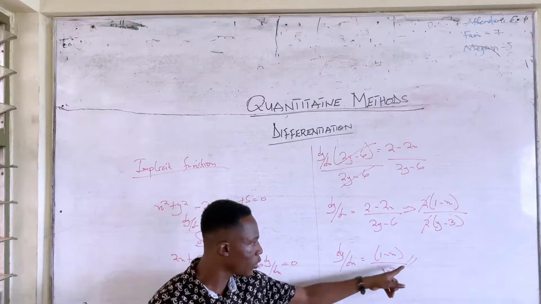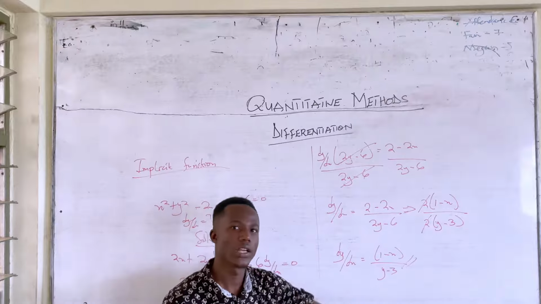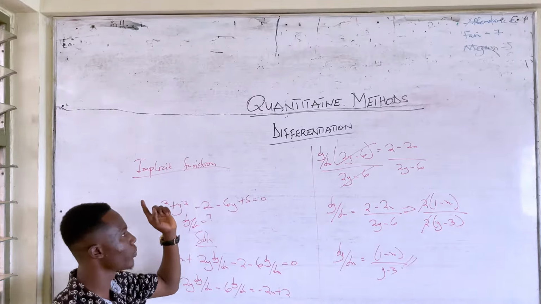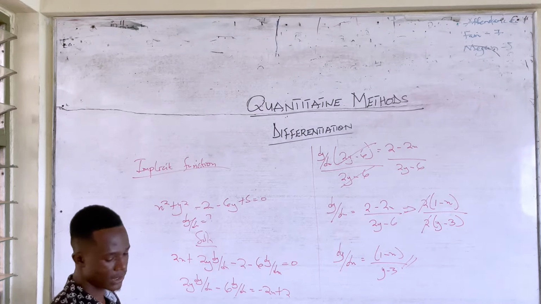And how do you do it? Because it is divided, you need to apply the quotient rule before you can differentiate it to the second differential, the higher derivatives. I hope you remember that. Okay, so this is the implicit function.